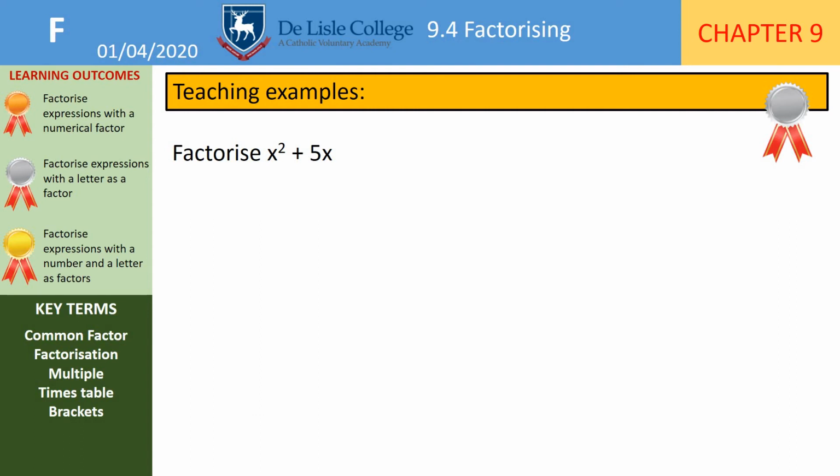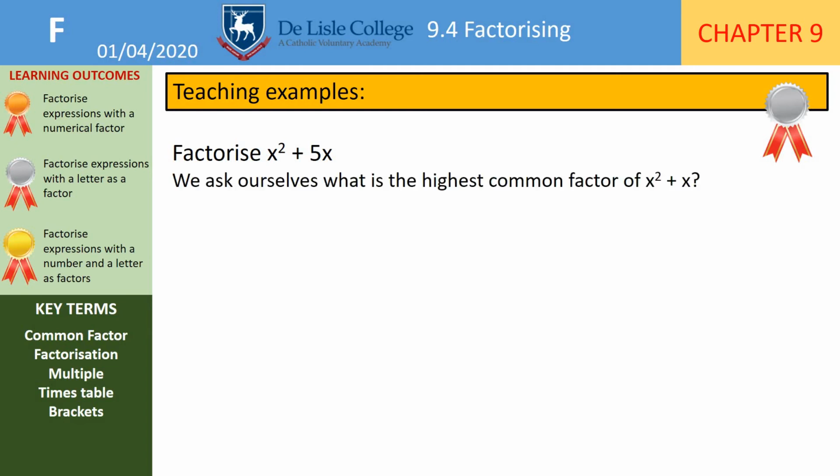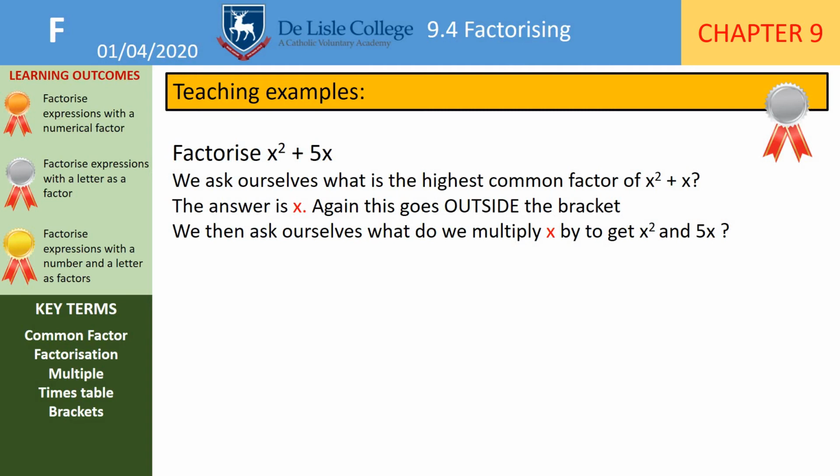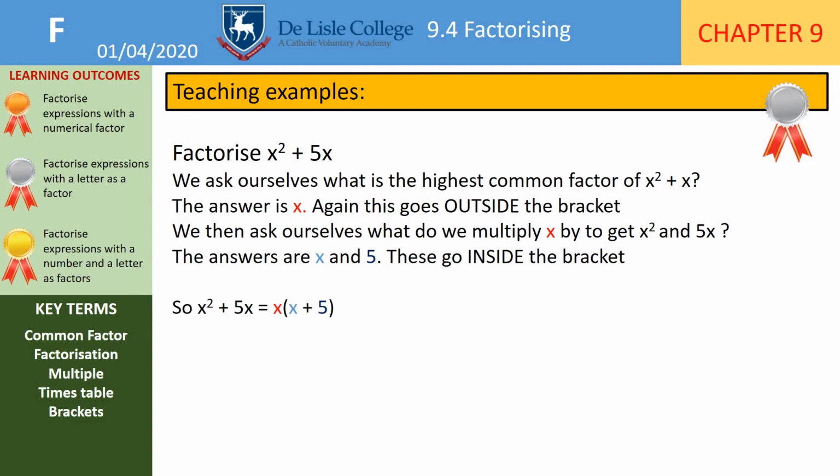Okay, now if we're going to factorise, these are our silver ones, as you can see. We're factorising x squared plus 5x. What goes into both x squared and 5x? In other words, what's the highest common factor of them? The answer is x. Again, this goes outside the brackets. We then ask ourselves, what do we multiply x by to get x squared and 5x? And those answers are x and 5. They go inside the brackets. So x squared plus 5x is x brackets x plus 5 close brackets. And again, don't forget to close a bracket.